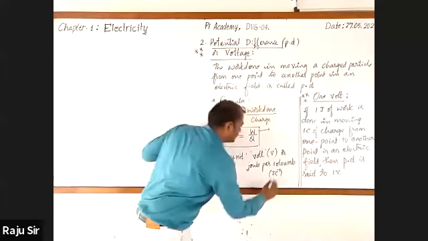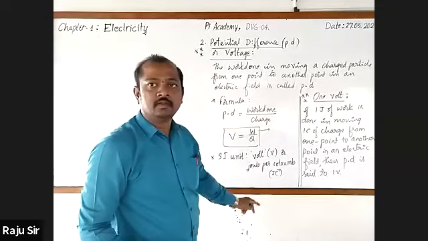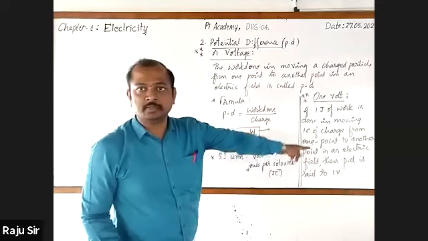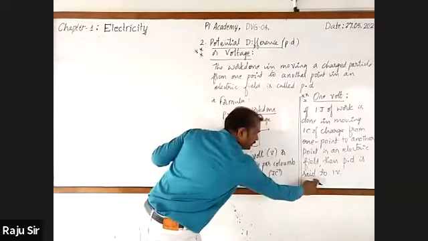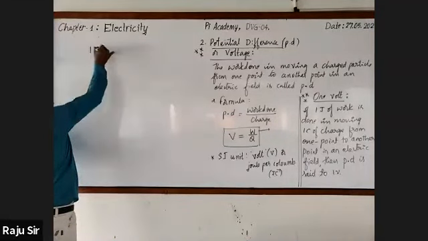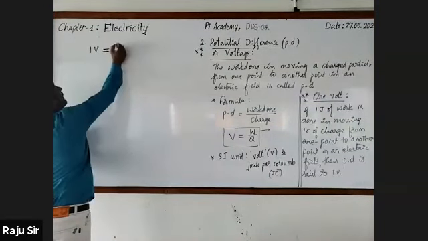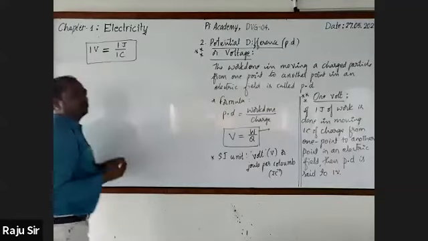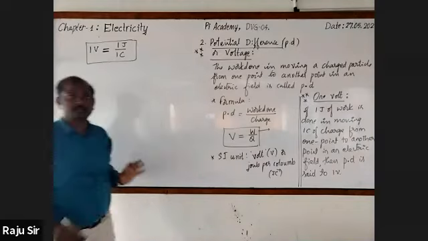Sir, in the SI unit you have written coulomb per second, sir. Joule per coulomb, J C raised to the power minus 1. Please correct this one. Gautami, have you written? Okay. Now, 1 volt is equal to 1 joule per 1 coulomb. Written up.